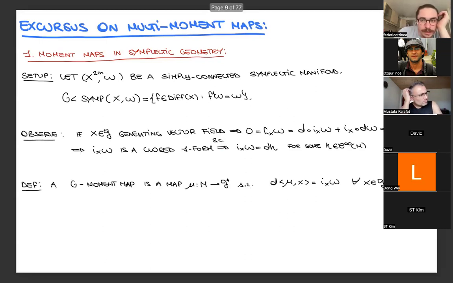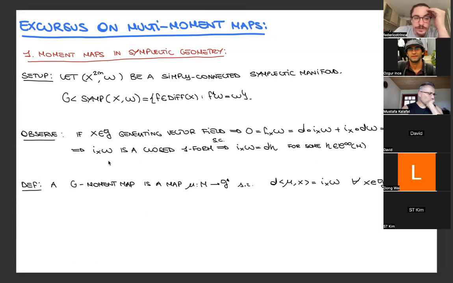These are the diffeomorphisms preserving my symplectic structure. Then I can observe very easily that if X is one generator of my group action, then since I am preserving omega, this equality holds. The Lie derivative of omega with respect to my generating vector field is 0. And by Cartan's magic formula, this is telling us that the derivative of i_X omega is 0.